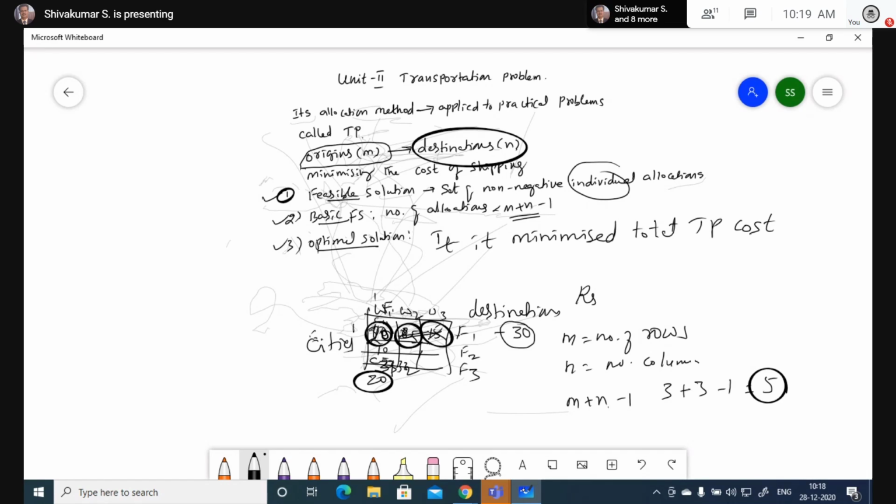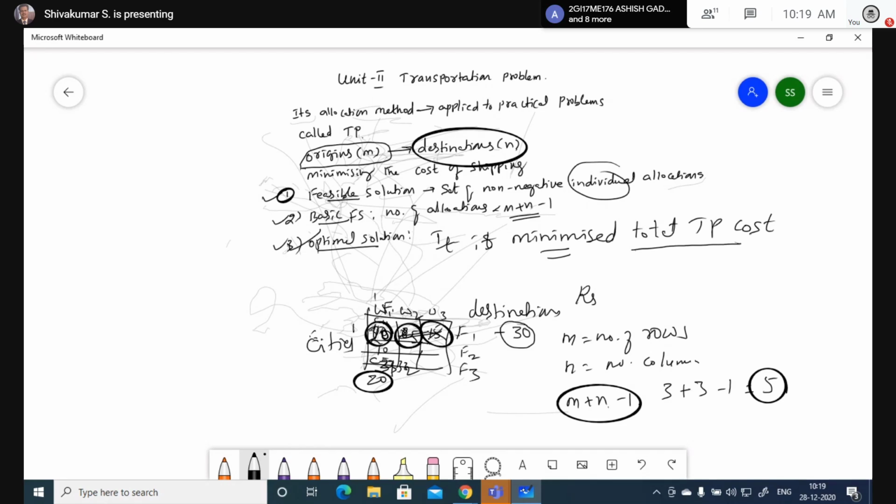So when you're going to allocate anything within these cells, the number should be less than m plus n minus 1. If it satisfies, it means you have obtained a basic feasible solution. That is, the number of allocations should be equal to m plus n minus 1. Next, optimal solution means what? It is the solution obtained by minimizing the total transportation cost. You have a cost in each cell, and you multiply it by the number of units transported to get the total transportation cost. So when you minimize the total cost, you have obtained the optimal solution.